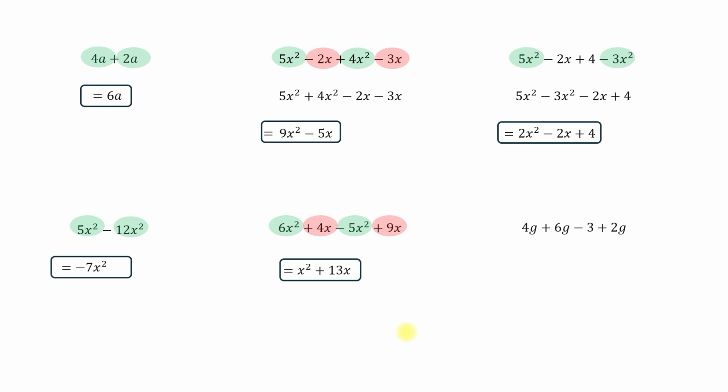In the next question, 4g plus 6g minus 3 plus 2g. Three of those terms are like, so we can add them together. And the negative 3 is by itself, for a final answer of 12g minus 3.